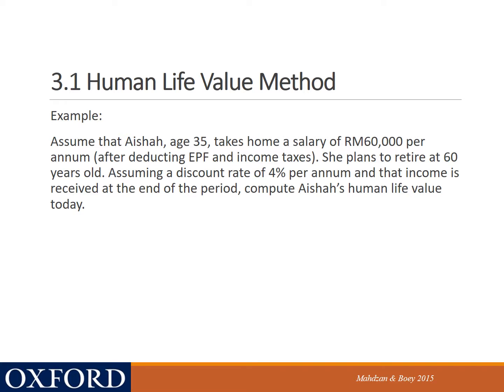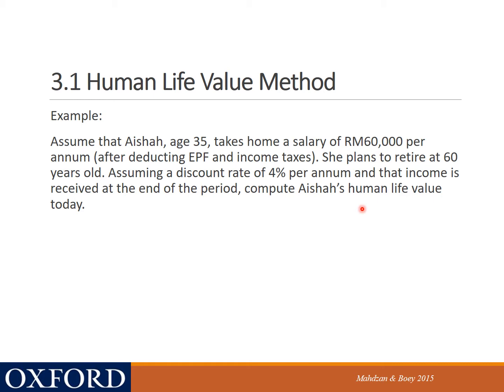So this is a very simple example. Here we assume that Aisha, age 35, takes home a salary of 60,000 per annum, after deducting EPF and income tax. She plans to retire at age 60, and assuming a discount rate of 4% per annum, and that the income is received at the end of the period, compute Aisha's human life value today.